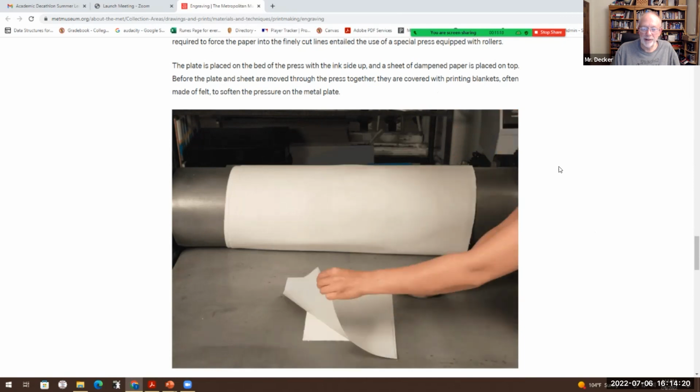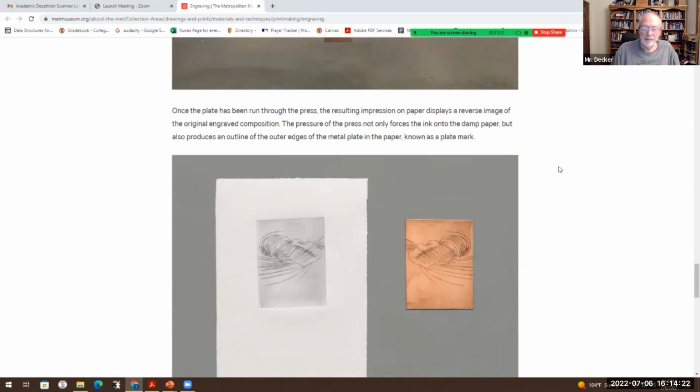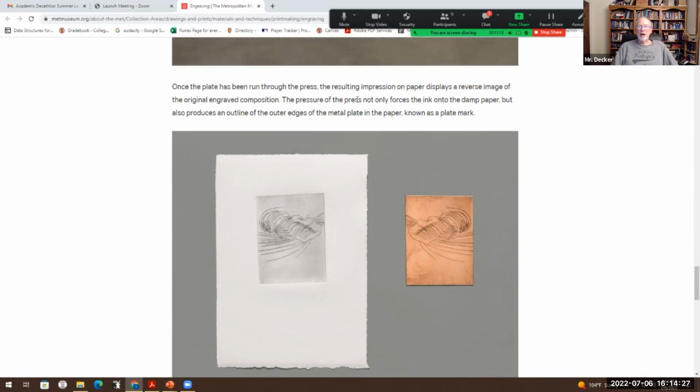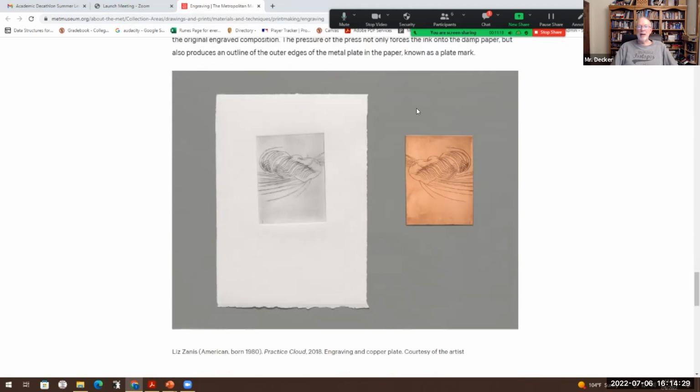And then you get your final image. The pressure of the press not only forces the ink into the damp paper, but also produces an outline of the outer edges of the metal plate in the paper, known as a plate mark.